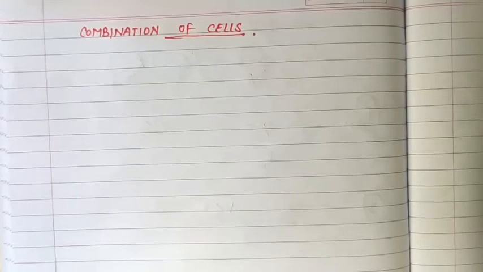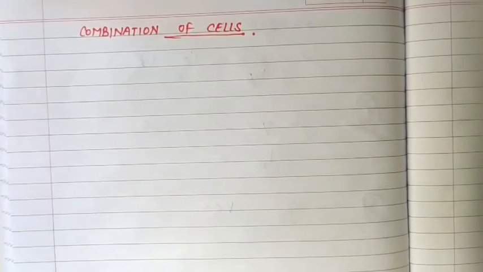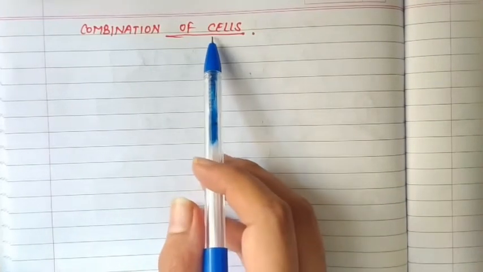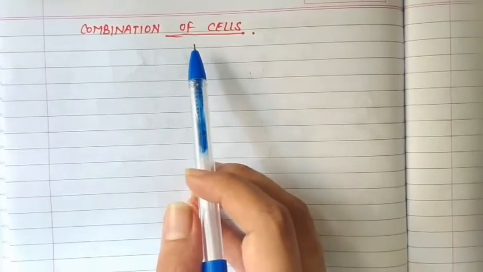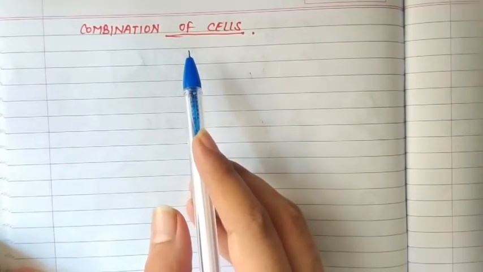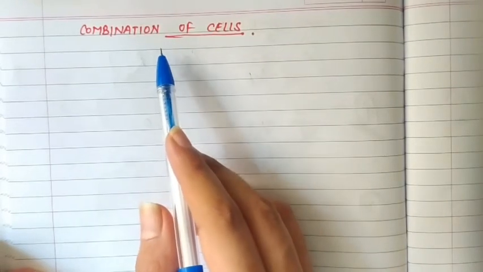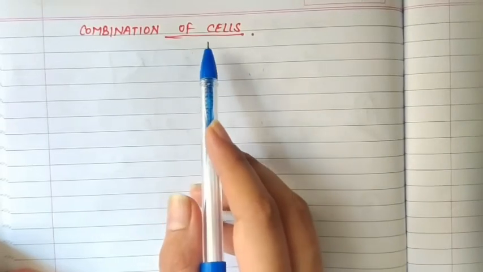So first of all, why do we need the combination of cells? The reason is that when we use a single cell in a circuit, it provides a small value of current, and if the desired value of current is quite high, that cannot be achieved by a single cell. Then we use the combination of cells to get the desired value of electric current. So two or more cells can be combined to get a higher value of current in the circuit.